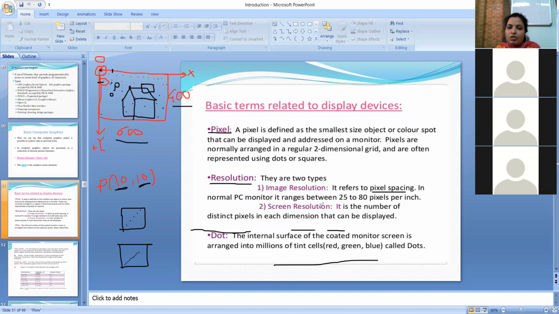So screen resolution means what? It is the total number of pixels on the screen. We have just seen the example, 600 pixels horizontally and 400 vertically. So in total I will have 600 into 400 pixels on the screen, and that is called your total screen resolution. Okay, so resolution can be treated in two ways. One is image resolution and the other is screen resolution. Okay, are all of you getting up to this?